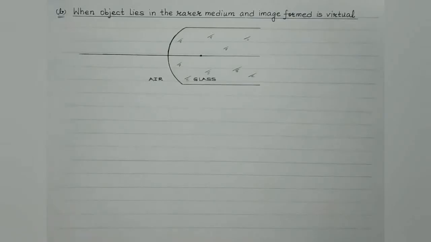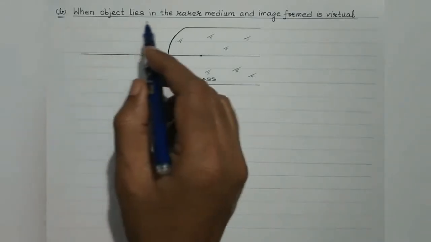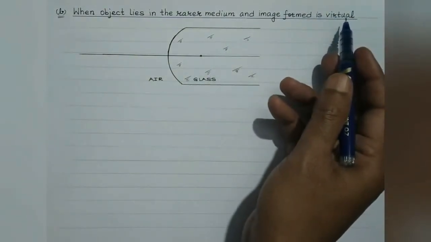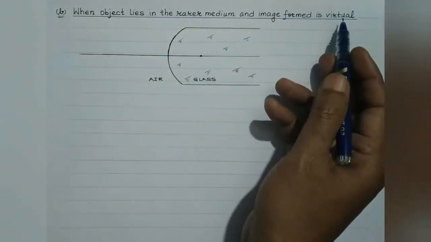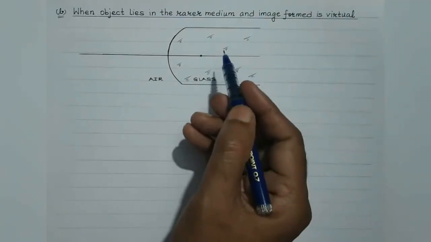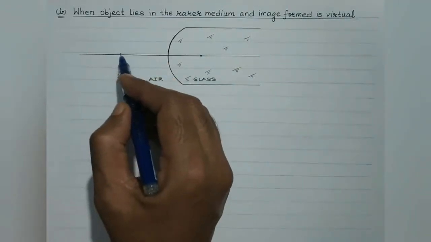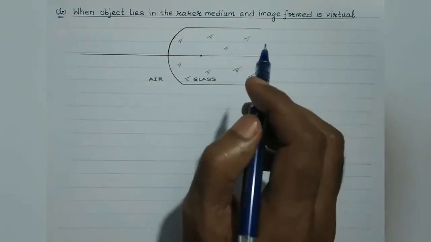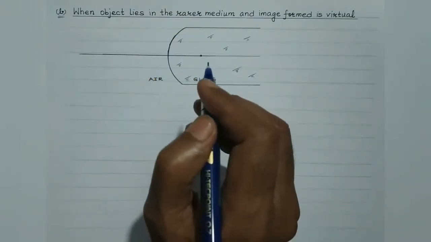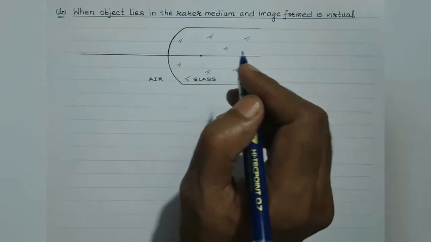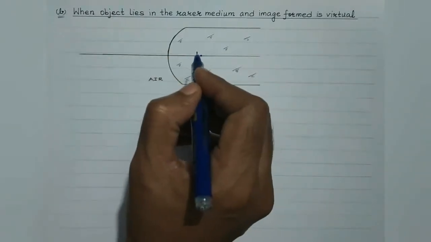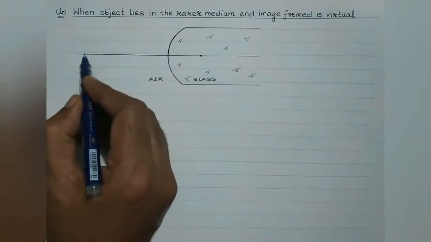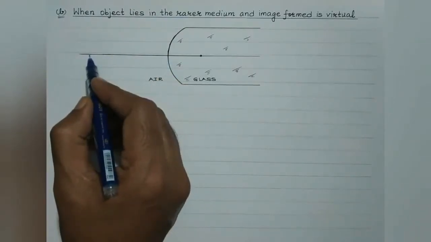Students, let us discuss the second case when the object lies in the rarer medium and the image formed is virtual. Image formed as virtual means in this case the image would be formed on the same side as that of the object. So we are talking of convex refracting spherical surface only, and this is case 2. So what's the difference basically in case A and B is, in case A we have assumed the object to be somewhere over here at a faraway distance from the pole of this convex refracting surface.